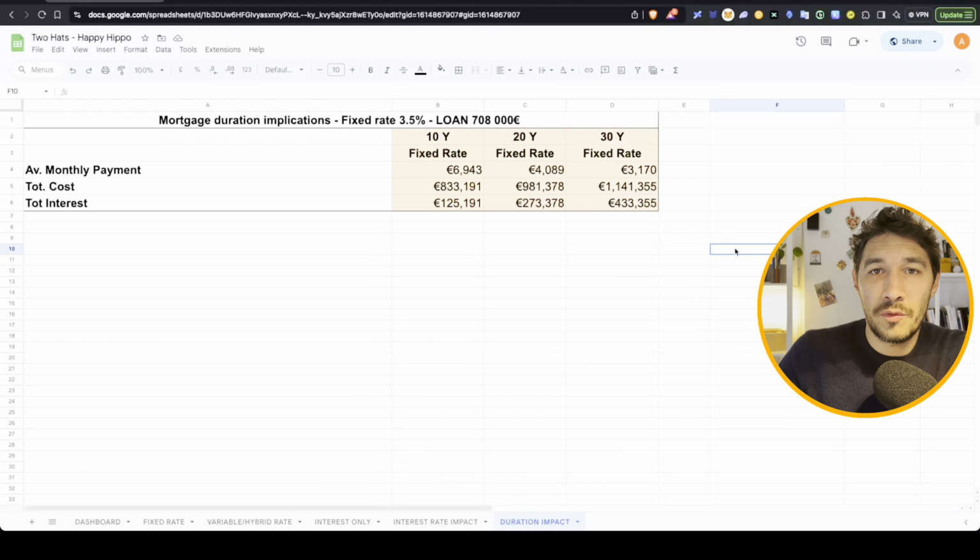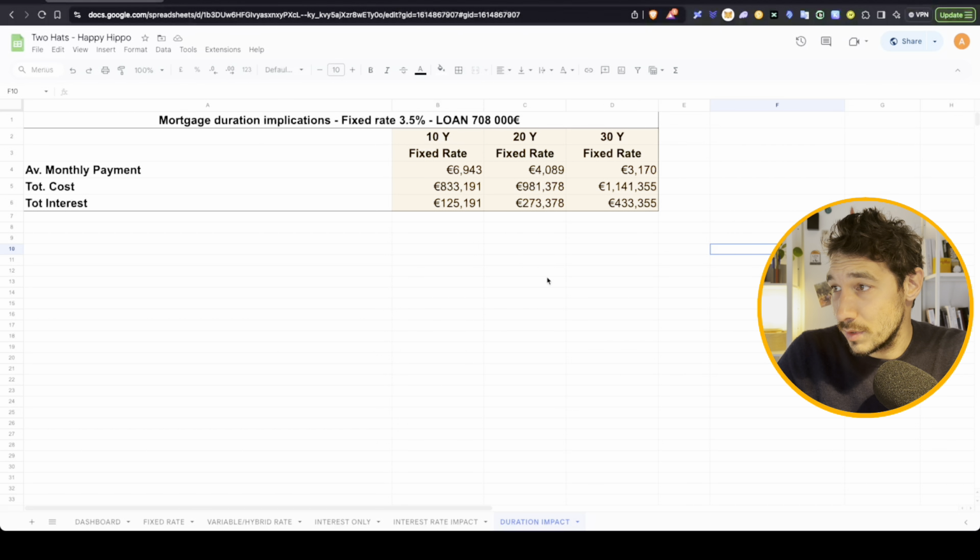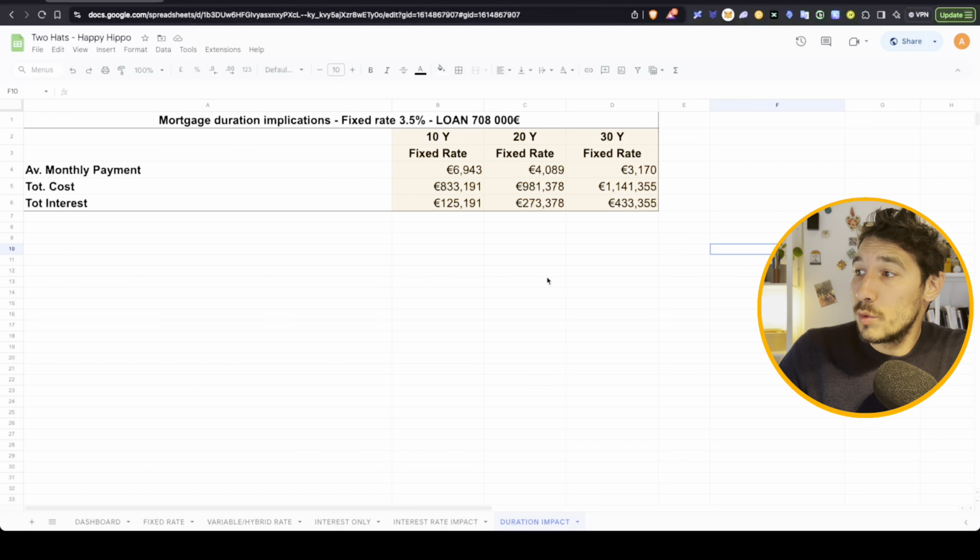So what's the rule of thumb in this? Usually with 10-year or 15-year mortgages, you will have higher monthly payments, but less interest overall. For a 20-year loan, you will have balanced payments and interest costs. And finally, for a 30-year loan, you will have lower monthly payments, so more affordable for most people, but overall we will pay a lot more interest to the bank.